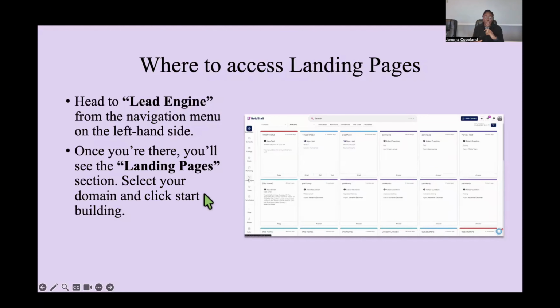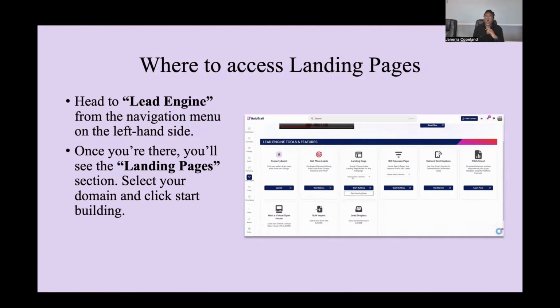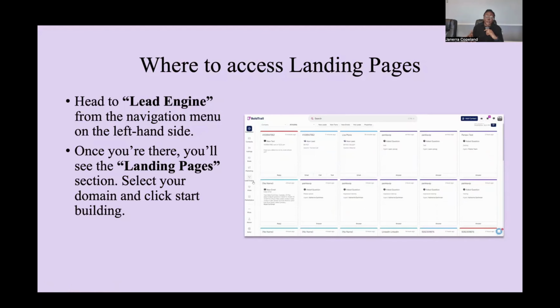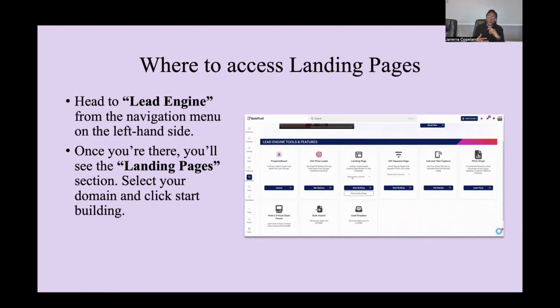To access the landing pages, you'll go to the lead engine, which is on the left-hand side of the navigation menu, and you will click on the landing page section. Then you'll click the domain that you want to do, or you'll click start new domain or create new domain, because if you don't have anything, then it won't show anything on there.